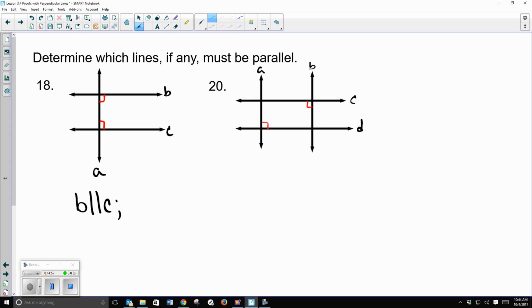On number 20, what lines are parallel, if any? None. Whenever there's none, you don't really have to explain it. You could just say that there's not enough information to determine that anything is parallel.